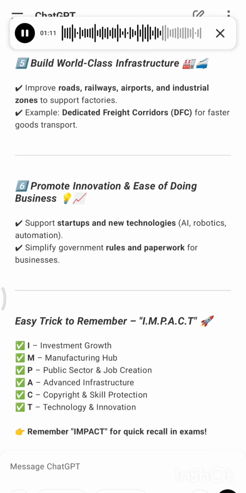6. Promote innovation and ease of doing business. Support startups and new technologies, AI, robotics, automation. Simplify government rules and paperwork for businesses. Easy trick to remember, IMPACT. I, investment growth. Manufacturing hub. P, public sector and job creation. A, advanced infrastructure. C, copyright and skill protection. Technology and innovation. Remember IMPACT for quick recall in exams.